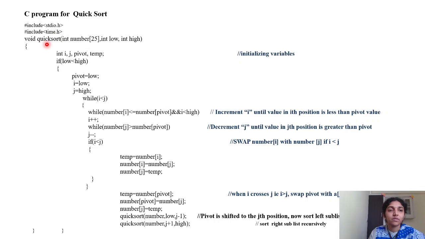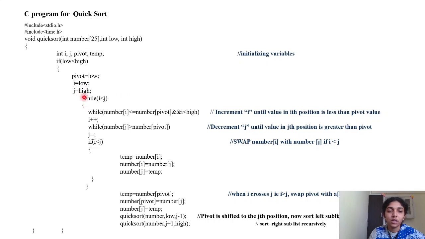First we have the function void quicksort(int number[25], int low, int high). Three parameters are used here. Low and high are used to access the first and the last element of the array. Then we declare variables i, j, pivot and temp. If low is less than high, that is we have to check every time, then we take the first element as the pivot element, so pivot equal to low, then i equal to low and j equal to high. We make i point to the first element and j point to the last element.